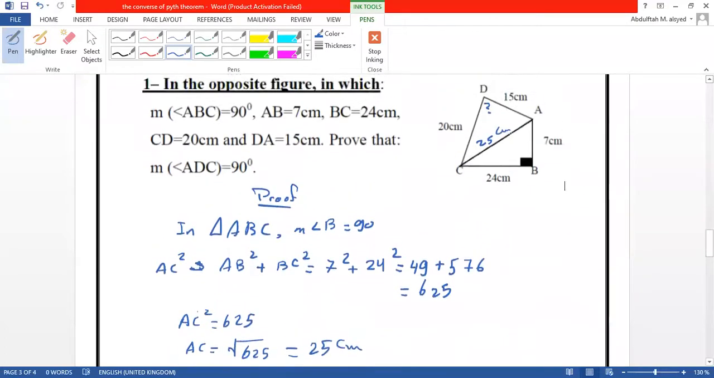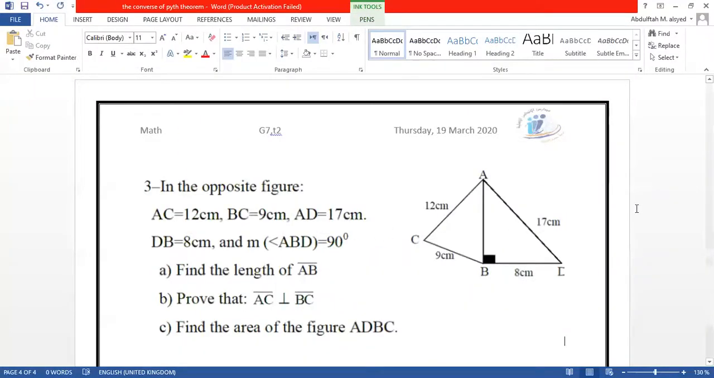So first you have to find the length of AC by using Pythagorean theorem. Then you have to find AD squared plus DC squared, and it will equal AC squared. Then the triangle is right at D. Okay, hope you okay.